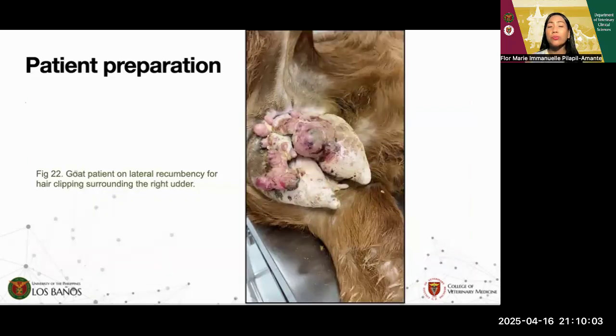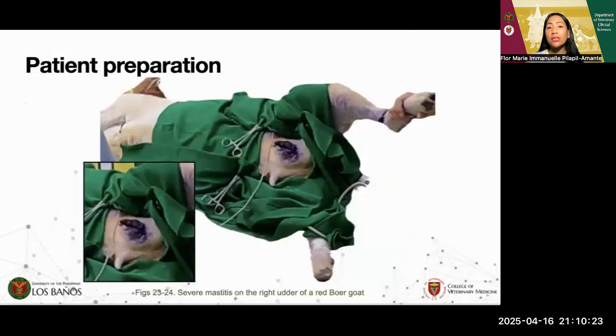This patient was actually operated on last week, and part of the patient preparation was putting her on lateral recumbency and lifting the hind leg to expose the surgical site, and hair clipping was done surrounding the right udder. This is another patient in a standing position, and the severe mastitis happened on the left udder. Four-corner draping was done to isolate the left udder from the rest of the body.